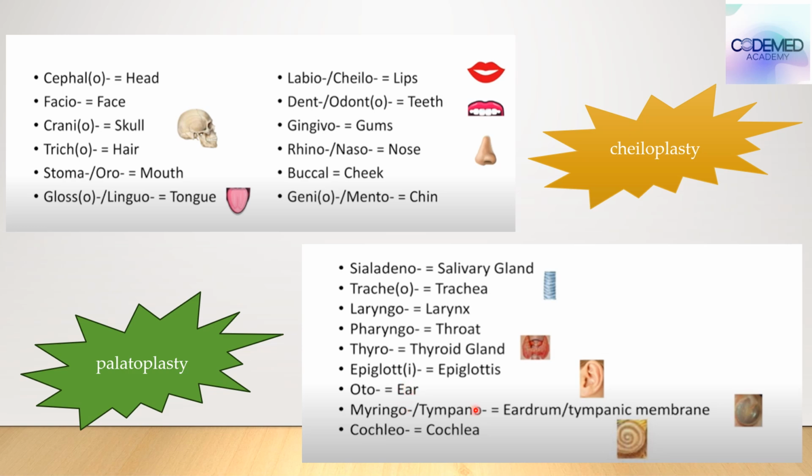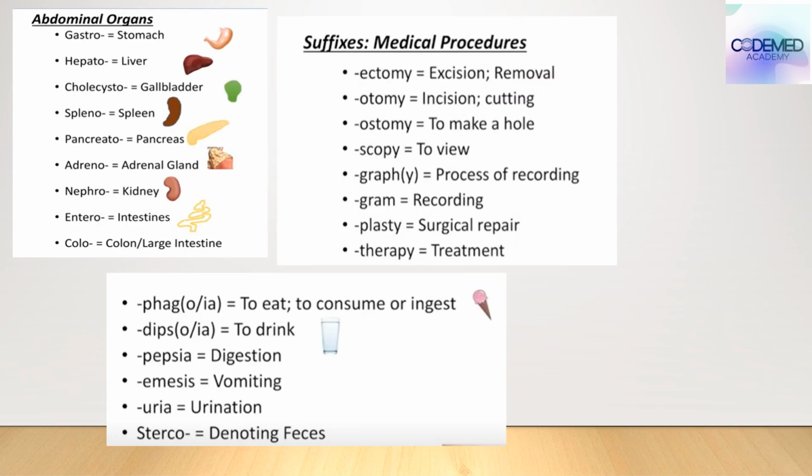Oto is the ear. So otolaryngorhinologist is nothing but another name for the ENT surgeon. Then myringo and tympano is the eardrum or tympanic membrane, and cochleo is the cochlea. Some of these words are from the respiratory or ENT chapter, but they are important for this chapter. So let us learn some more medical terminology which is important from this section's point of view, and these are the root words and these are the suffixes.